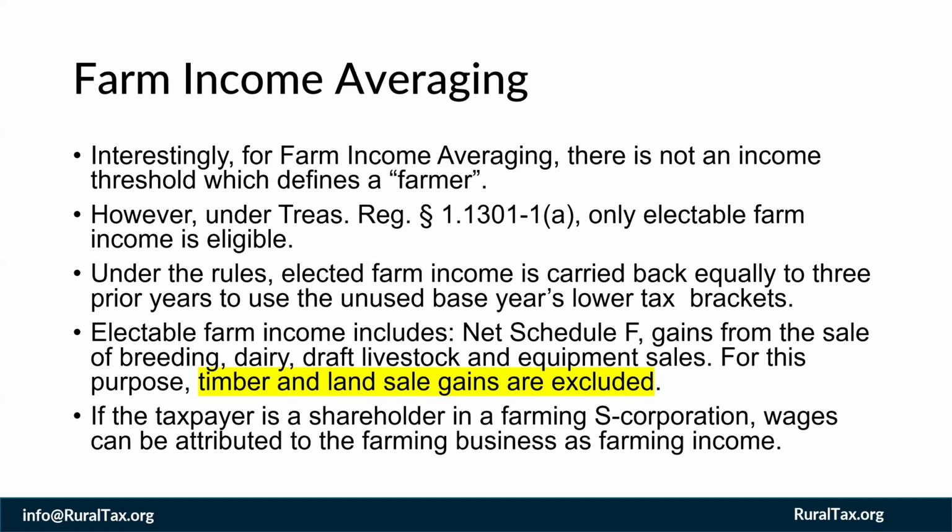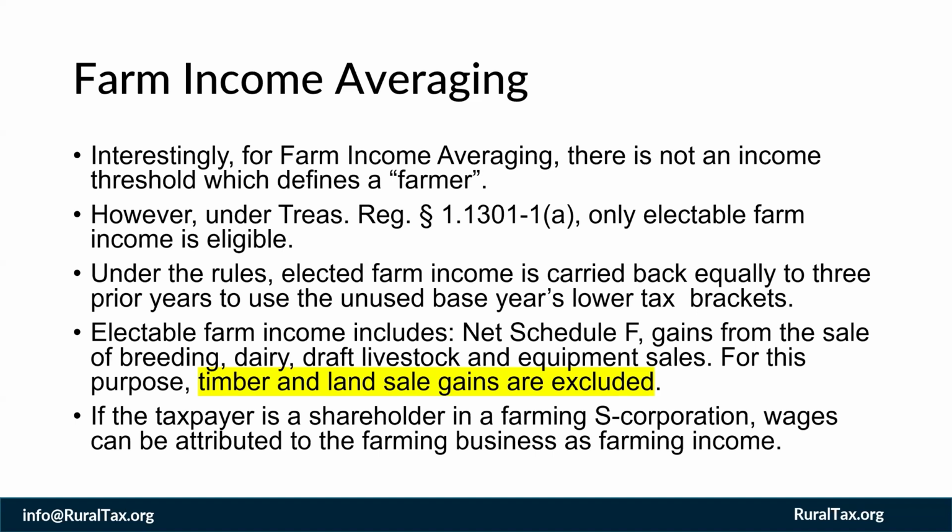Electable farm income is going to be net Schedule F. Notice it's net. The gains from the sale of breeding, dairy, draft, livestock, and equipment sales. But for this purpose, timber and land sale gains are excluded because timber and land sale gains are generally going to have capital gain tax rates applied, which are going to be preferential. So notice, and here's a change, notice for income averaging, timber is not farm income, but for the purpose of a charitable contribution, timber was.